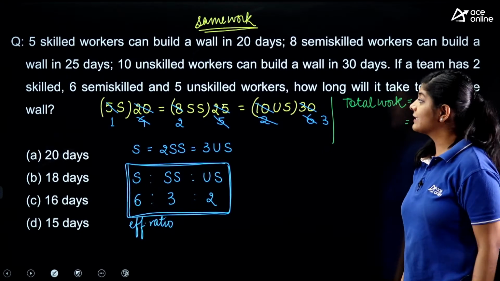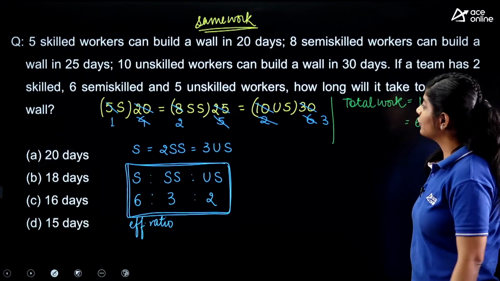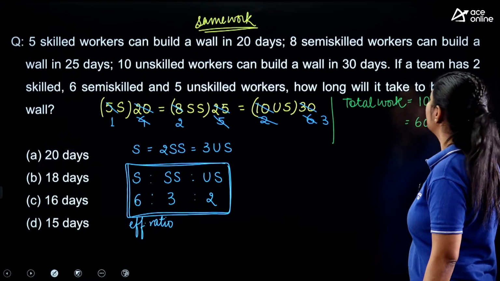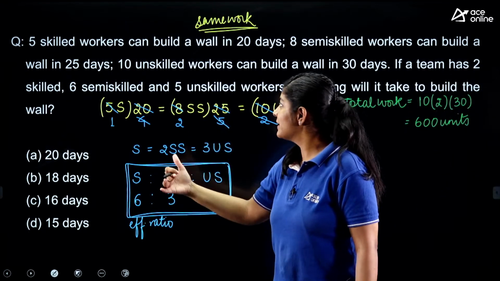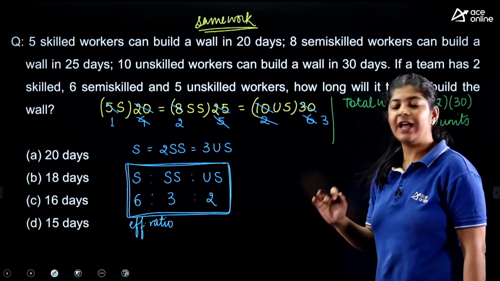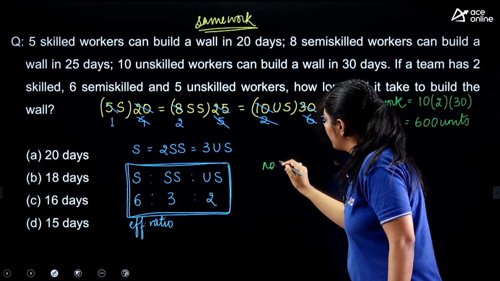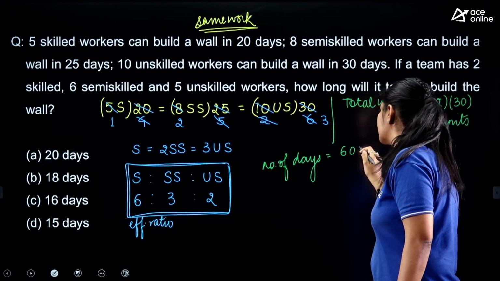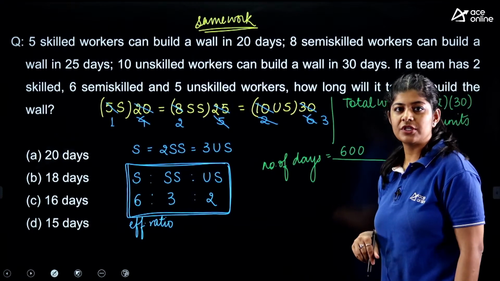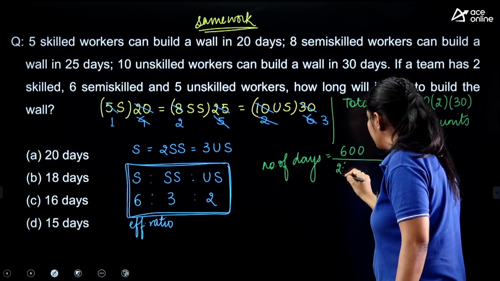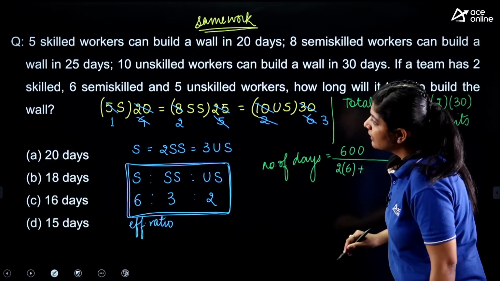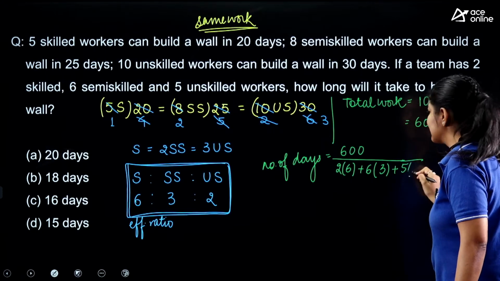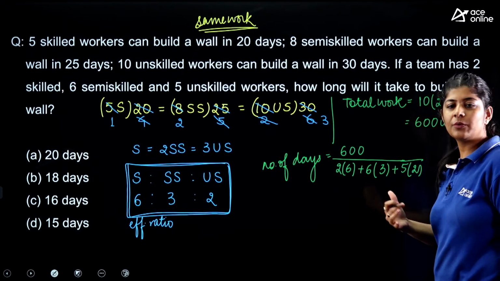Okay, very good, Jaipur. Let's see. Now what we need to do? Now we need to build the same wall with a team of 2 skilled, 6 semi-skilled and 5 unskilled workers. So we need to find out the number of days. Number of days is the total work done divided by the total efficiency. Now the total efficiency of 2 skilled workers, 6 semi-skilled workers and 5 unskilled workers, so I just simply need to add all these values.